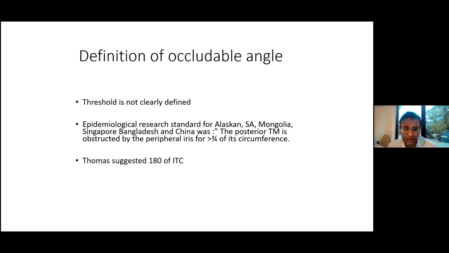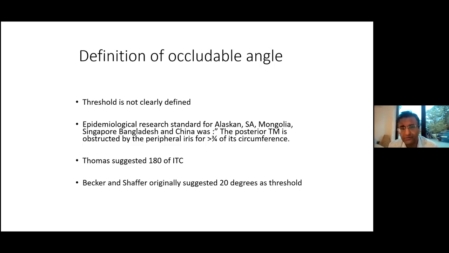But if you look at what Thomas suggested, ITC or iridotrabecular contact of 180 degrees, or approximately 2 quadrants, may be classified as an occludable angle. But initially, before the concept started, Becker and Schaffer originally suggested that maybe even only 20% of iris touching the trabecular meshwork, ITC, may be defined as an occludable angle. So the more you review the literature, the more standards you come across, ranging from 20 degrees to 270 degrees, or 3 quadrants of the angle, to be defined as occludable angle.